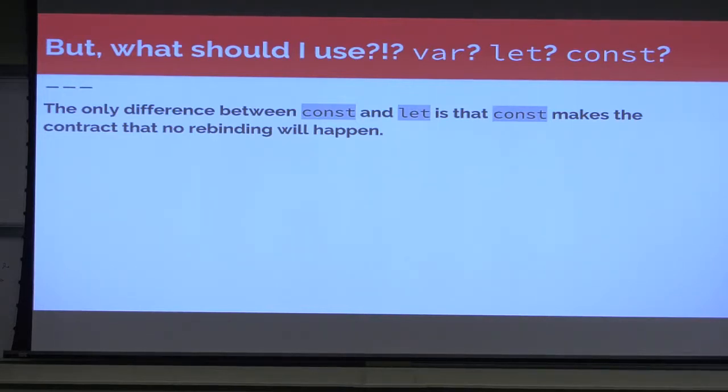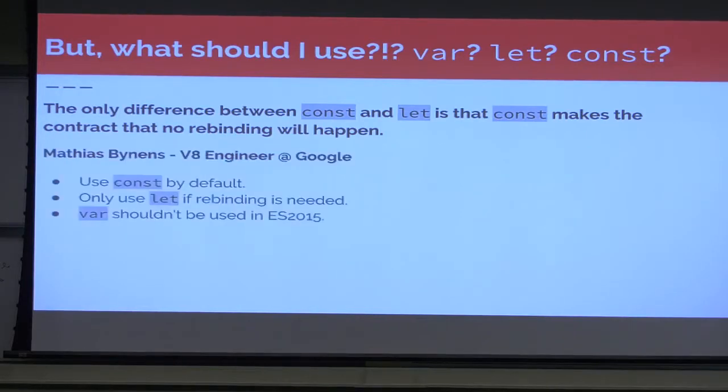I can create a let variable and then reassign it as many times as I want. If I create a const variable, I cannot reassign it. I can only change properties on that variable. So there's two trains of thought when to use these types of things.